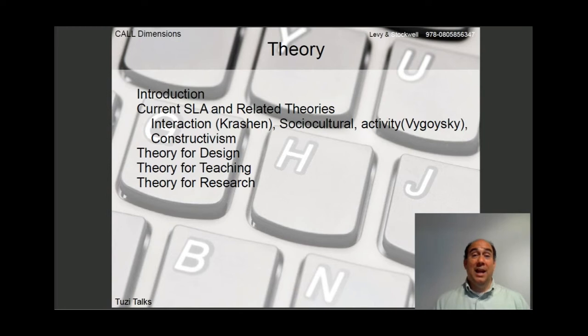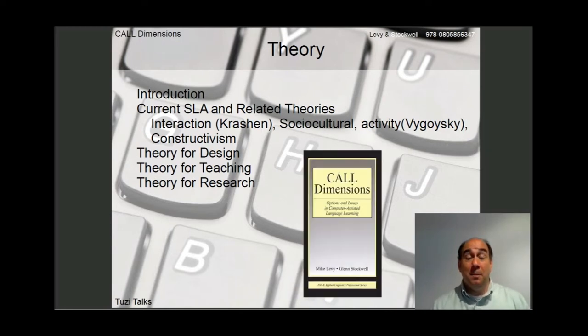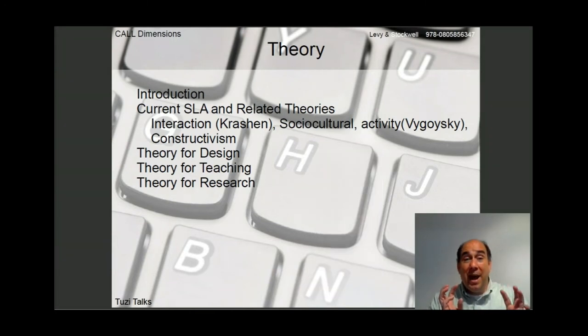Today we're going to be looking a little bit more at the Call Dimensions textbook, as you can see right over here. We're going to be looking at the theories of second language acquisition and how they impact call-related ideas. The first thing we'll look at is what we mean by a theory, and then some of the major second language acquisition theories out there today. We're just going to do a quick overview of those.